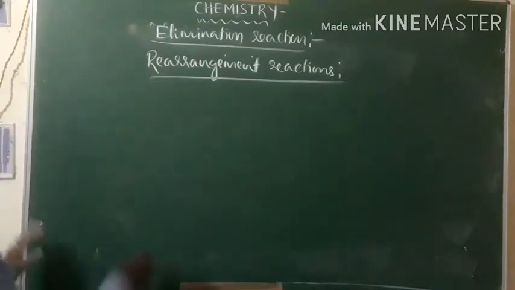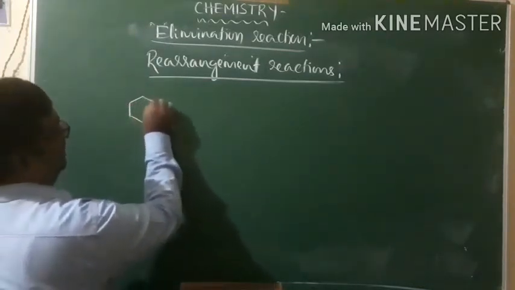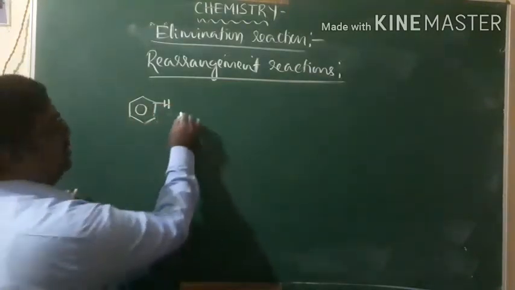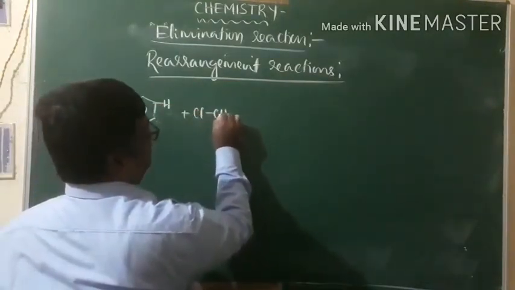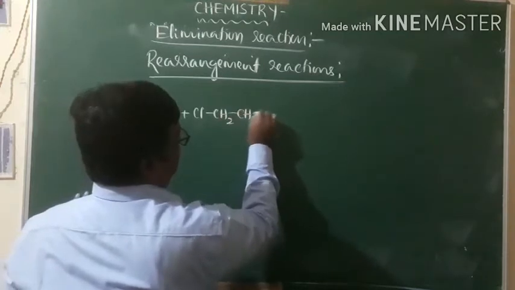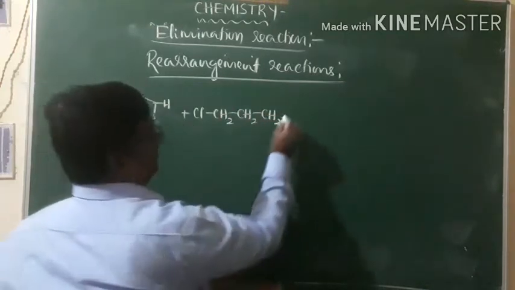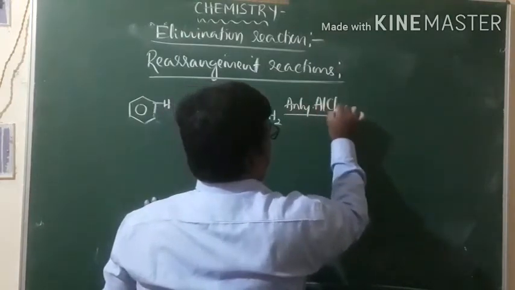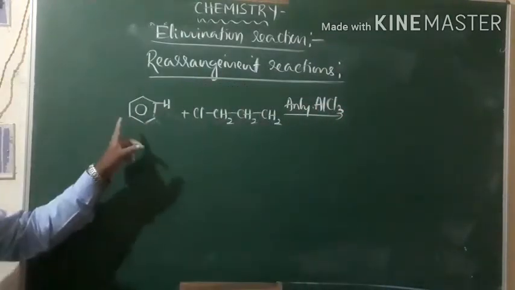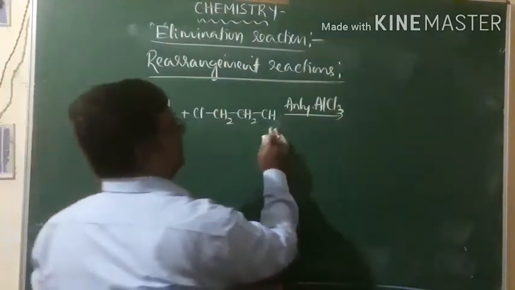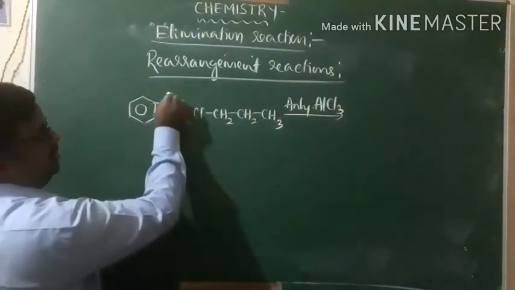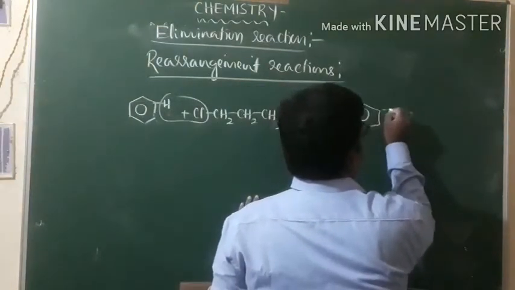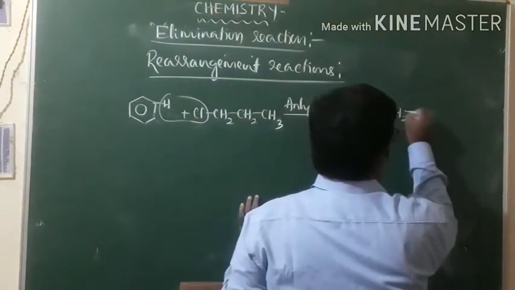I'll give you an example. Look, this is benzene. When benzene reacts with propyl chloride, this is propyl chloride, in presence of anhydrous aluminum chloride, naturally we expect this, and we call it propyl benzene.